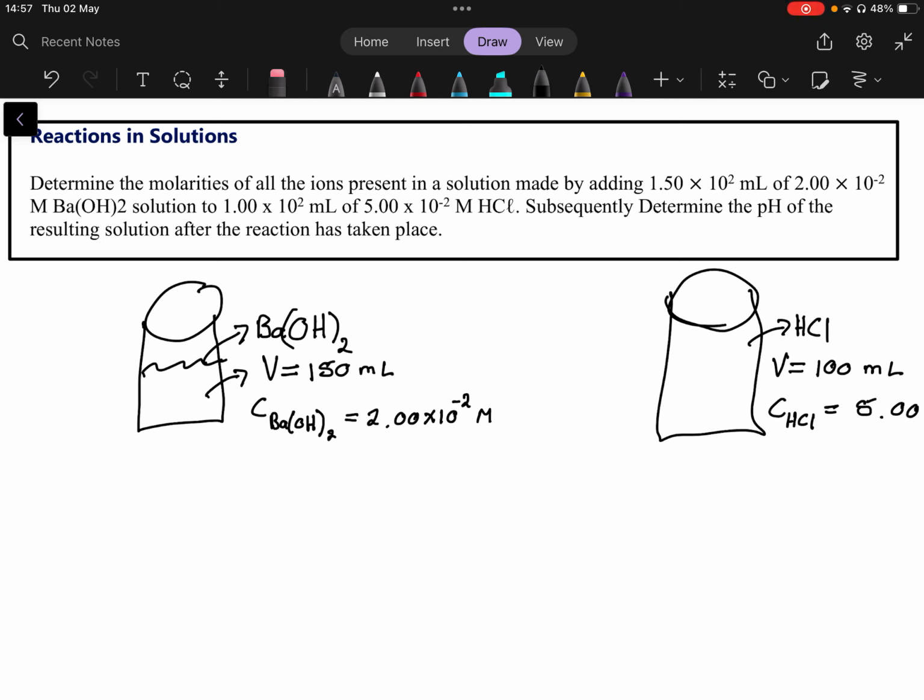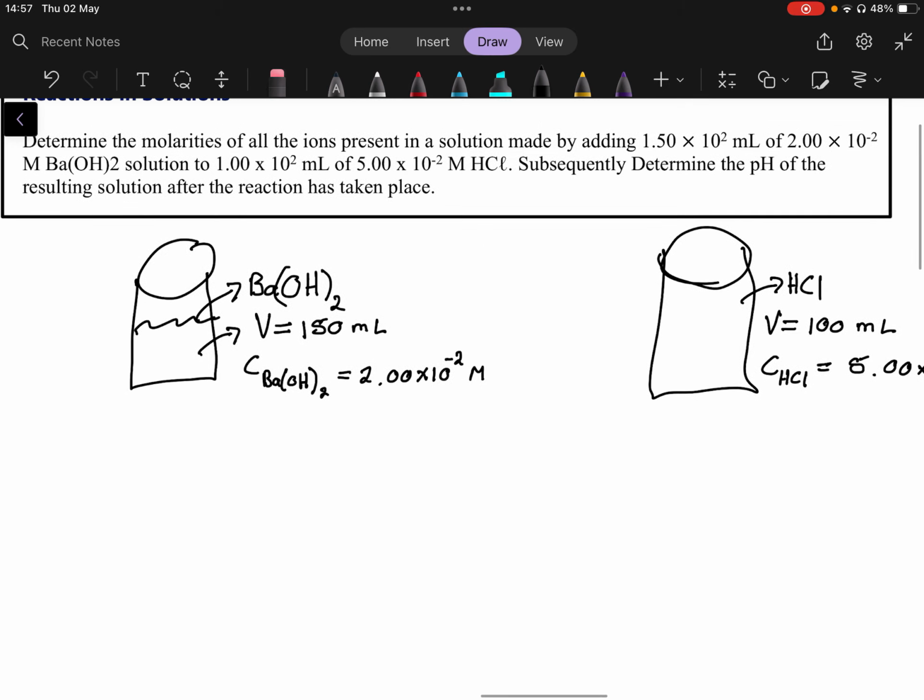First, we need to determine the molarities of all the ions present as a result of these solutions. So how do we determine what's going to happen? Well, the first thing is, are we just mixing two solutions, making up a solution with a larger volume, or do we have a reaction? Like a precipitation reaction, a gas-forming reaction, an acid-base reaction, a redox reaction.